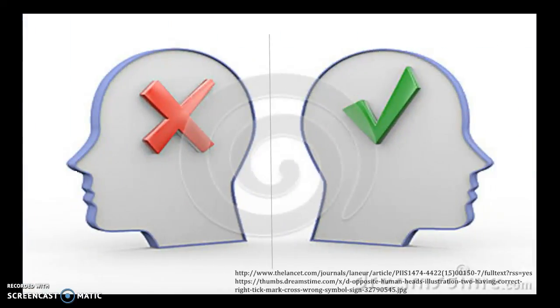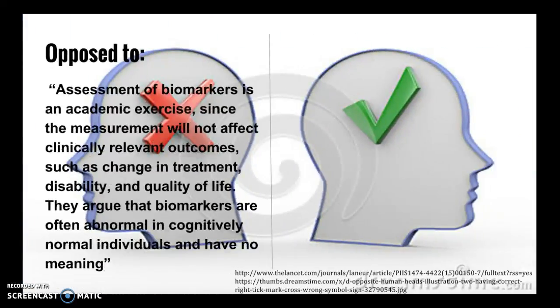Those opposed to biomarkers state, assessment of biomarkers is an academic exercise since the measurement will not affect clinically relevant outcomes such as change in treatment, disability, and quality of life. They argue that biomarkers are often abnormal in cognitively normal individuals and have no meaning. Basically, what they're saying is that biomarkers are not accurate and they don't lead to any cure or treatment of Alzheimer's disease.